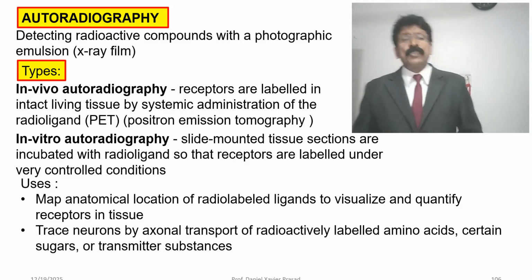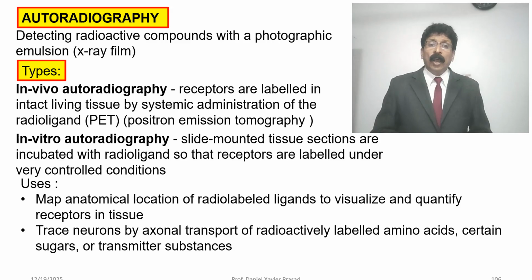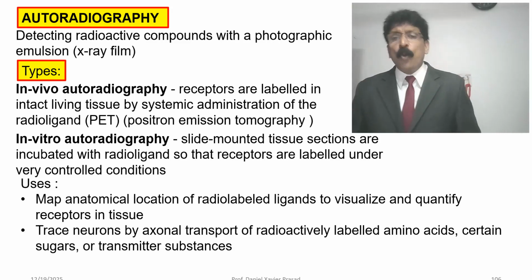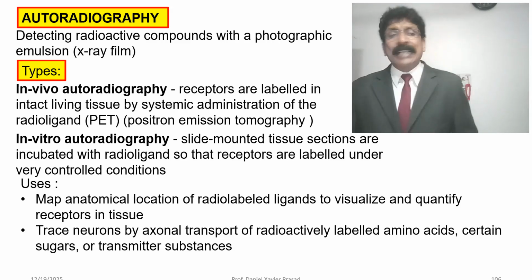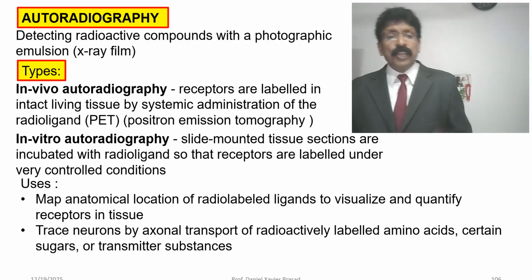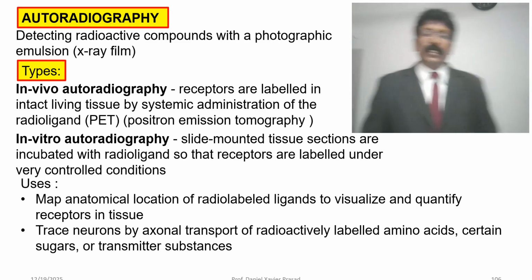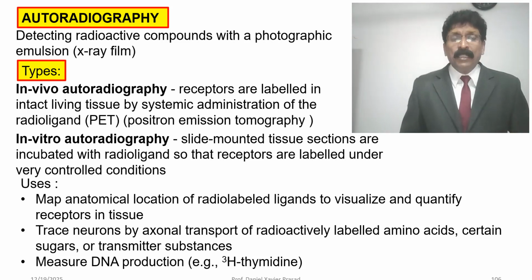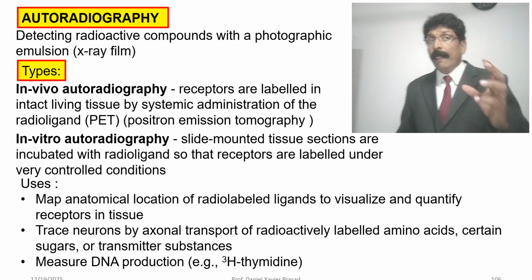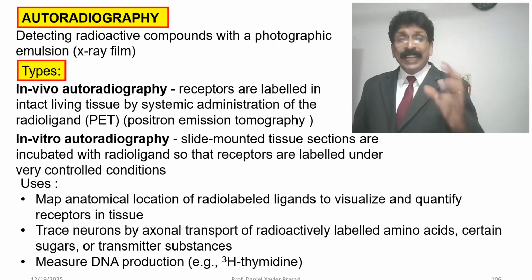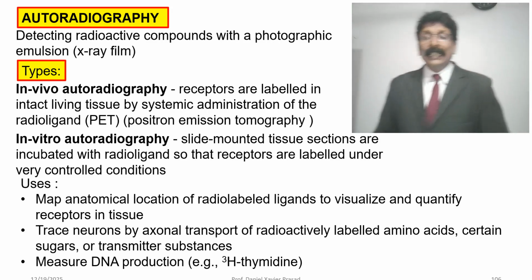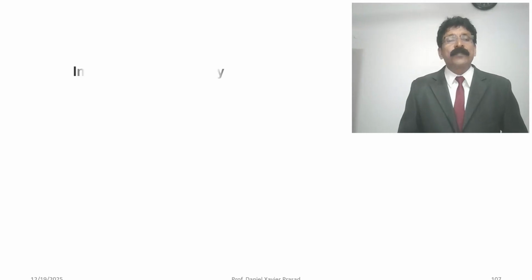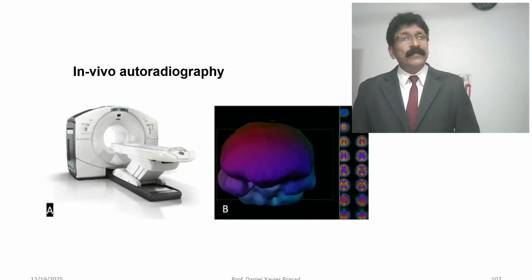Trace neurons by axonal transport of radioactively labeled amino acids. Certain sugars are transmitter substances. Measure DNA production; for example, H3, the isotope of hydrogen, H3 thymidine is used. An in vitro autoradiography picture, you can see, is produced by this scanner.